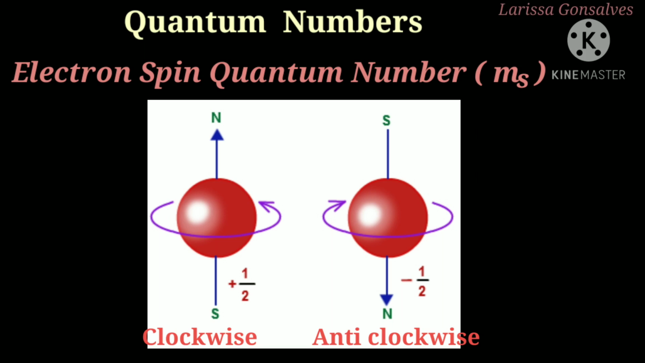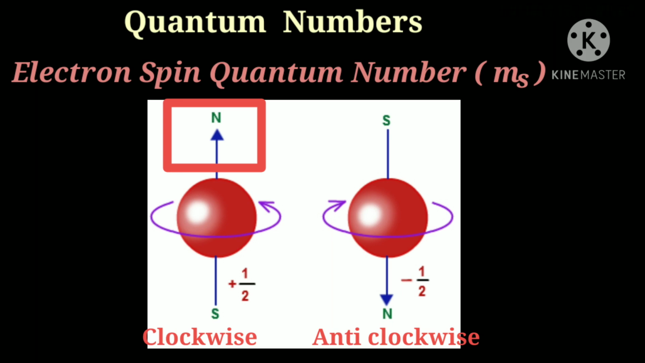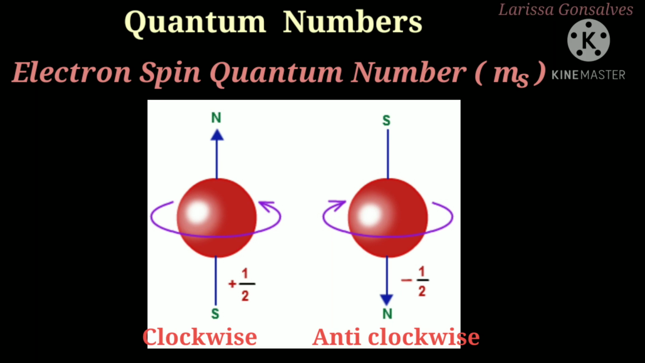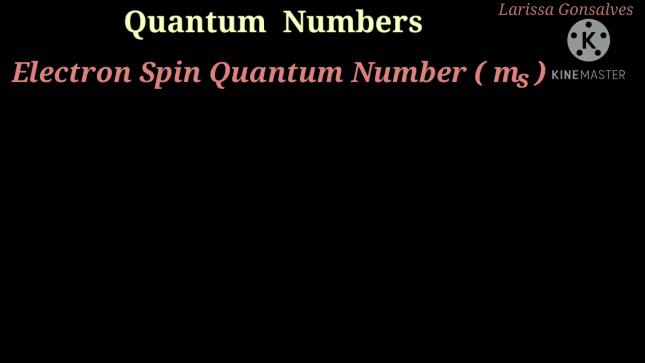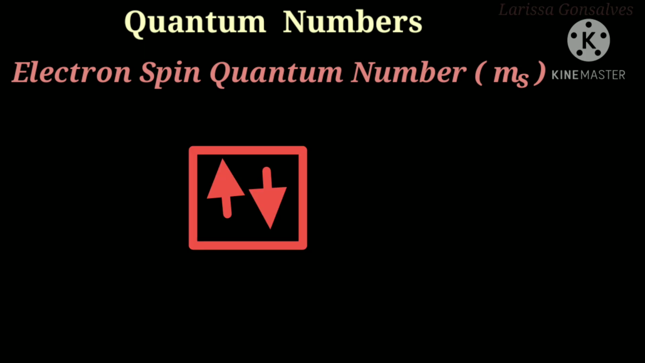Now, when the arrow is pointing upwards, it has the value of plus half, and when it is pointing downwards, it is with the value minus half. Always keep in mind, an orbital can accommodate a maximum of 2 electrons, and they should always be in opposite spin, that is pointing upwards and pointing downwards, like this.